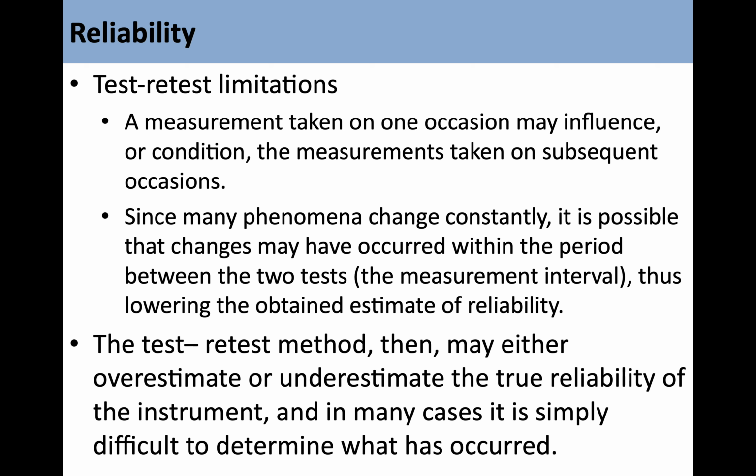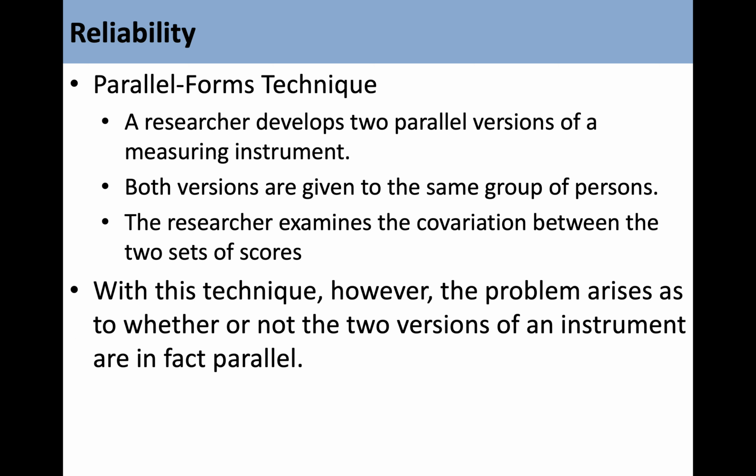Test-retest limitations. A measurement taken on one occasion may influence or condition the measurements taken on subsequent occasions. Since many phenomena change constantly, it is possible that changes may have occurred within the period between the 2 tests, the measurement interval, thus lowering the obtained estimate of reliability. The test-retest method then may either overestimate or underestimate the true reliability of the instrument, and in many cases, it is simply difficult to determine what has occurred.